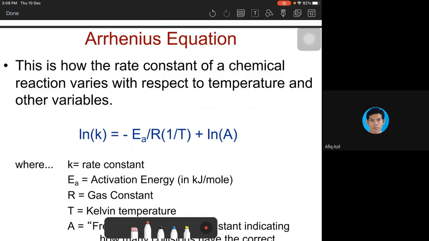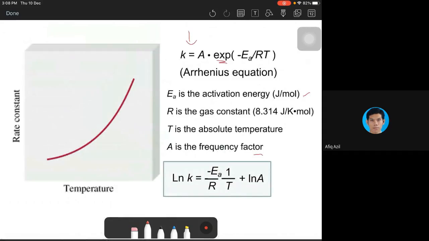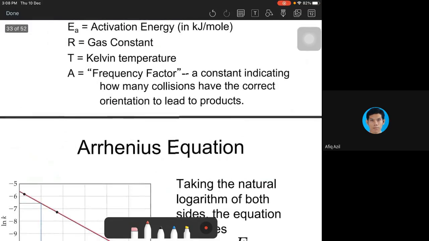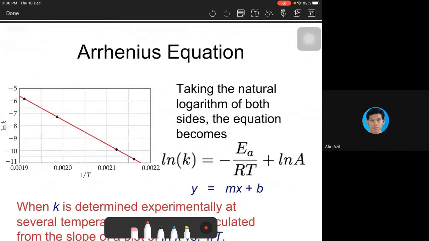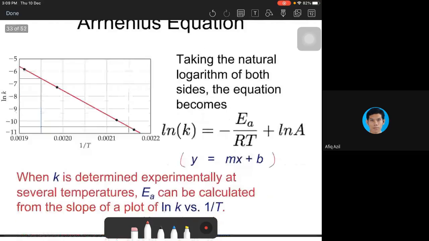variables. So we convert it into this ln k from the earlier formula, so that we are able to produce a straight graph. Okay, why do we want to produce a straight graph like this? Because we can use this y equal to mx plus b. Then from the m value, we can compare it with the Ea. So the Ea, or the activation energy for that particular reaction, can also be calculated.